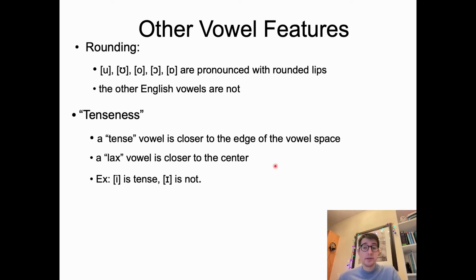As I said, there is a phonetic difference between tense and lax vowels, but it's not merely phonetic. You can think of lax and tense vowels, and especially tense vowels, as closer to the edge of the vowel space, while lax vowels are closer to the center of the vowel space, which I showed in the previous slide. Therefore, E differs from I in this respect. E is tense and I is lax.